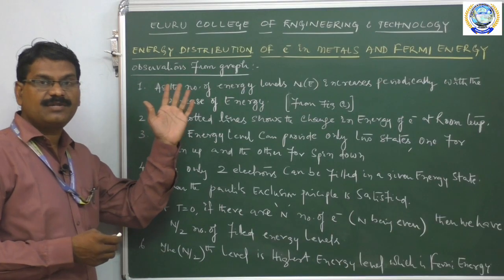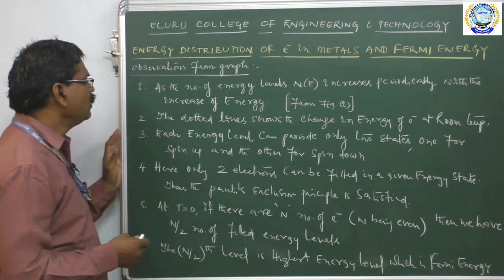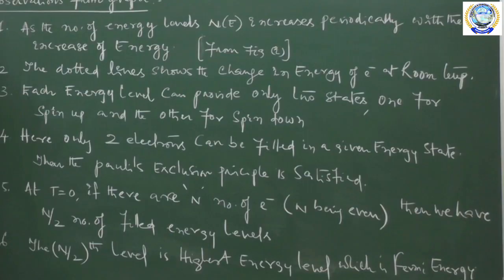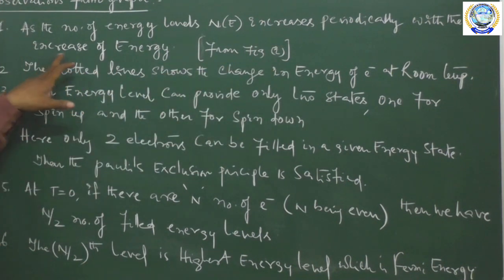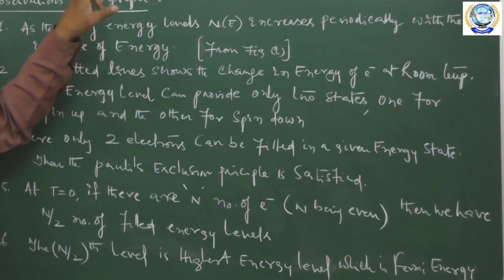Observation points from the graph. If you see the previous diagrams, figure 1 and figure 2, there are some observations we should follow here. The first observation from the graph is that the number of energy levels N of E increases periodically with the increase of energy. This we are observing from figure 1.